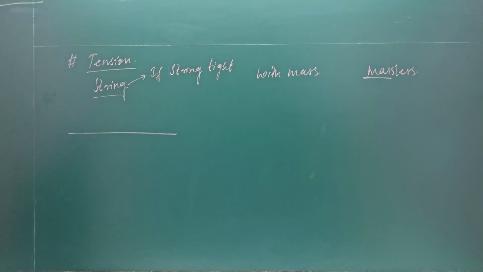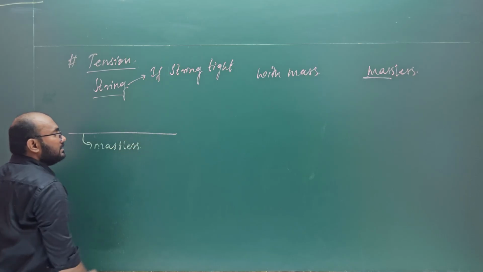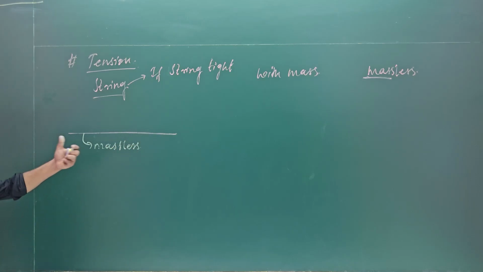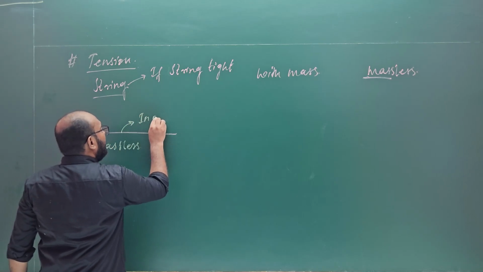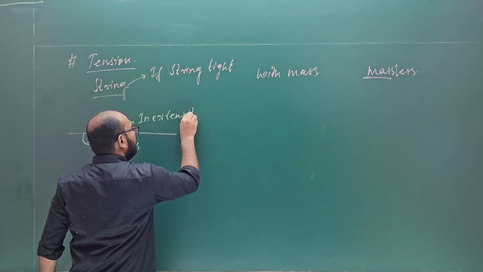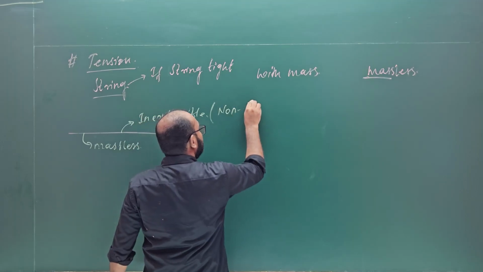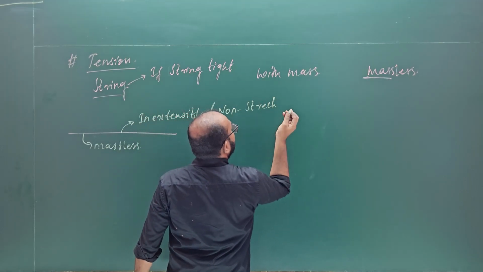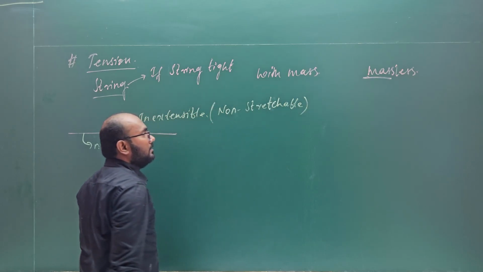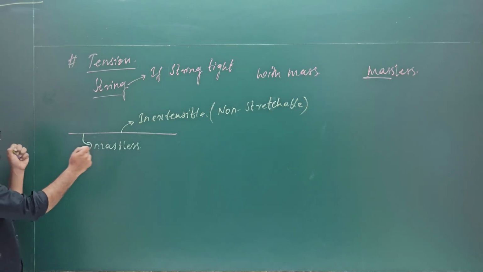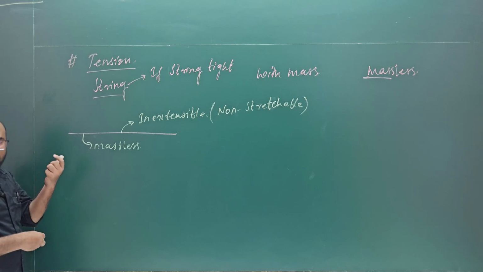If the string is massless, then we are describing some properties of this string. The second property is inextensible. Inextensible का मतलब है non-stretchable. That means we cannot stretch this string, even though in real life there will be some stretching.